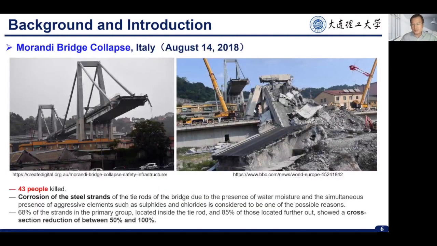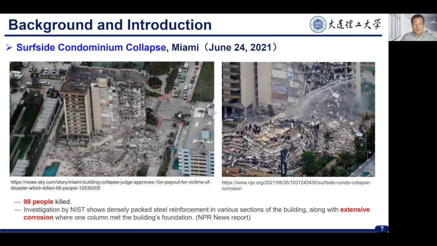Corrosion is also a safety issue. On August 14, 2018, there was a bridge collapse in Italy that killed 43 people. The corrosion of the steel strands is considered to be one of the possible reasons for this collapse. 68% of the strands in the primary group and 85% of those further out showed a cross-section reduction between 50% and 100%. Another event is the apartment building collapse in Miami on June 21st, 2021.